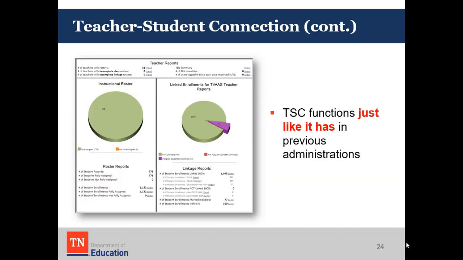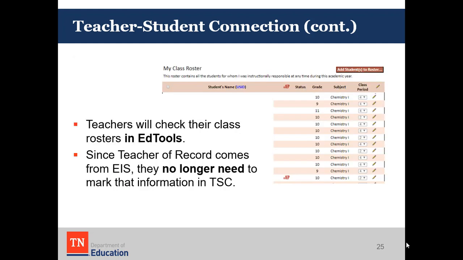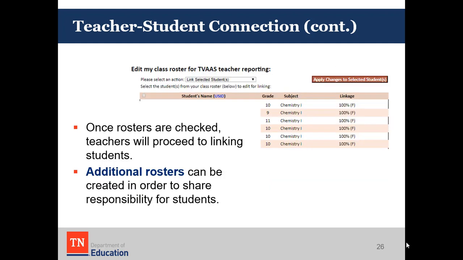TSC functions just like it has in previous administrations. Your teachers will check their class rosters in EdTools. Now, differently, since the teacher of record comes from EIS, they no longer need to mark that information in TSC. After they have taken care of their rosters, they're going to proceed to linking students. If you need to create additional rosters, you may do so in order to share responsibility for students. What is coming from EIS, reflected in the visibility tool, is the teacher of record as reported in your SIS.